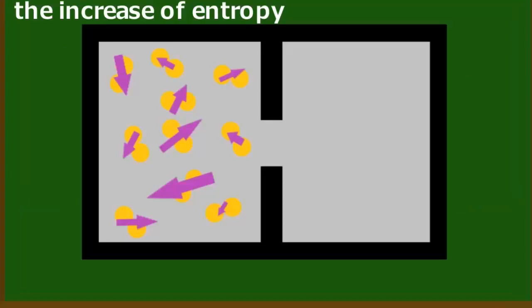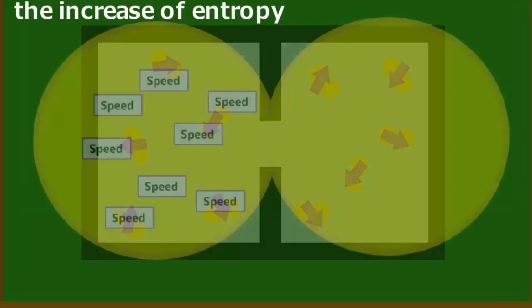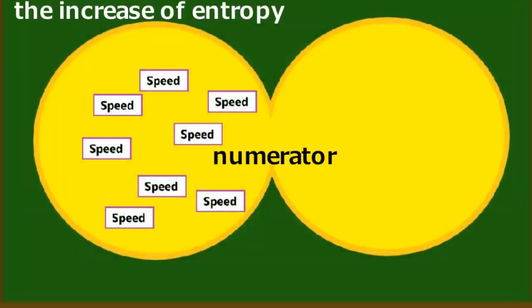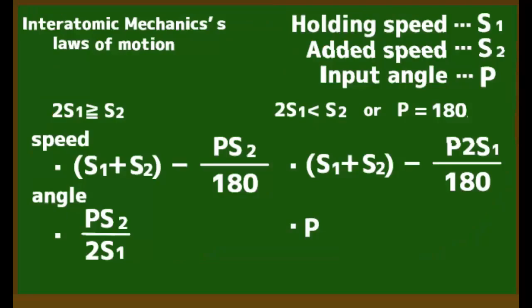The mechanics between atoms can be understood through the increase of entropy. The increase of entropy refers to the uniformization of the velocity information that each molecule possesses. This phenomenon, occurring within atoms and molecules, is what we call atomic mechanics. This formula represents the laws of motion for a single atom, but it can also be applied in this case.